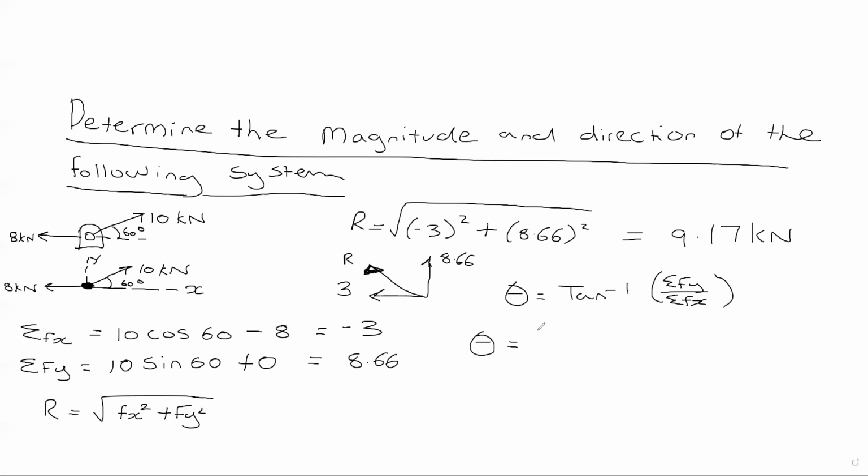If we input the numbers into that formula, on our calculator we do the inverse of tan of the sum of the forces in the y direction, which we worked out, so that would be 8.66, over -3, which we worked out earlier. That would then give you a direction of 17.9 degrees. So that's how you determine the magnitude and direction of this system.